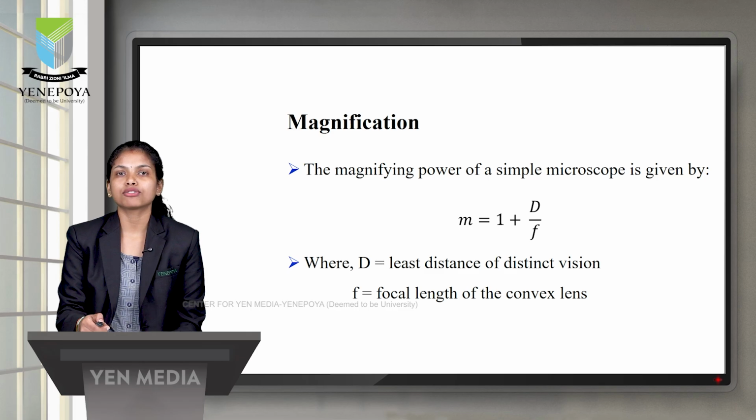Magnification: the magnifying power of a simple microscope is given by m = 1 + d/f, where d is the least distance of distinct vision and f is the focal length of the convex lens.